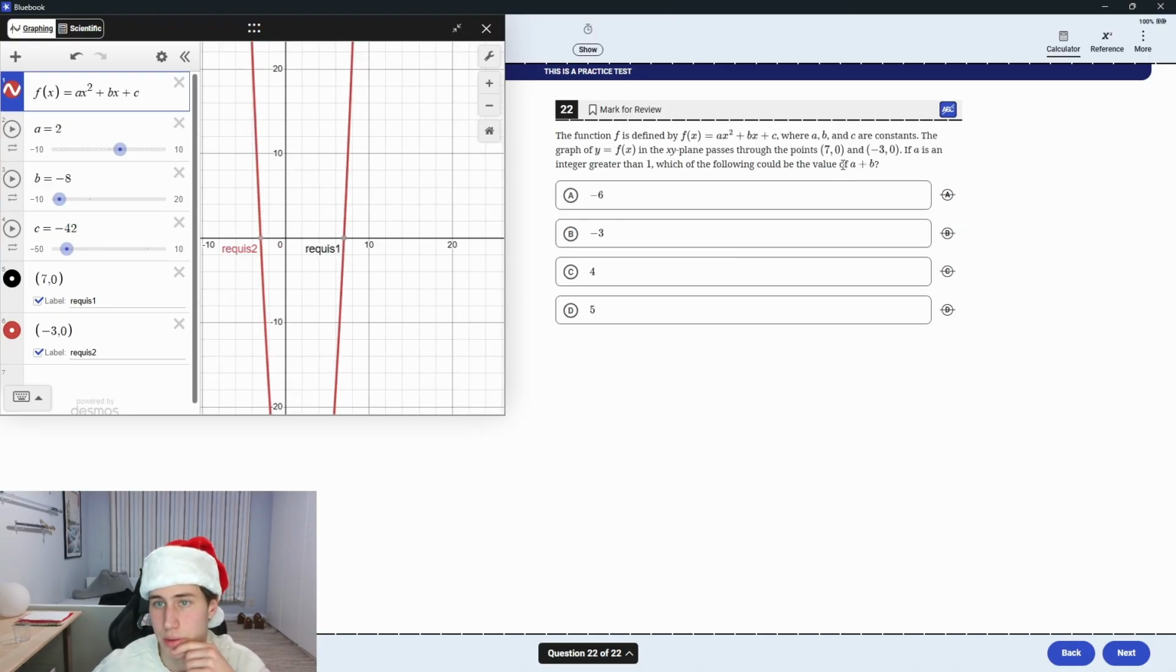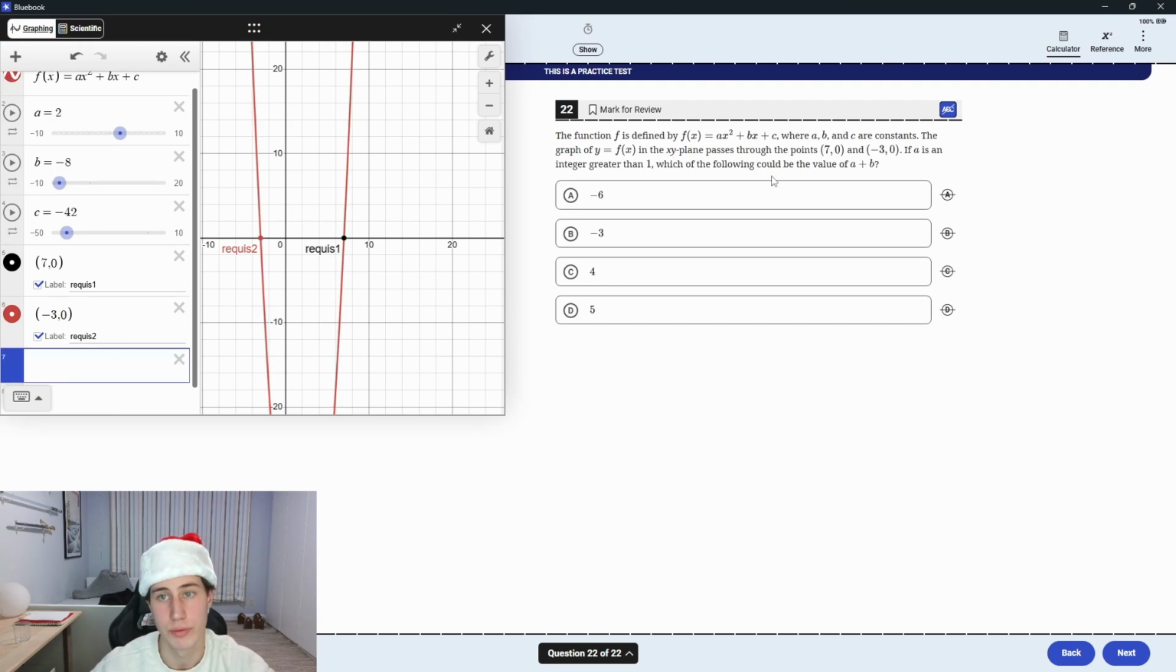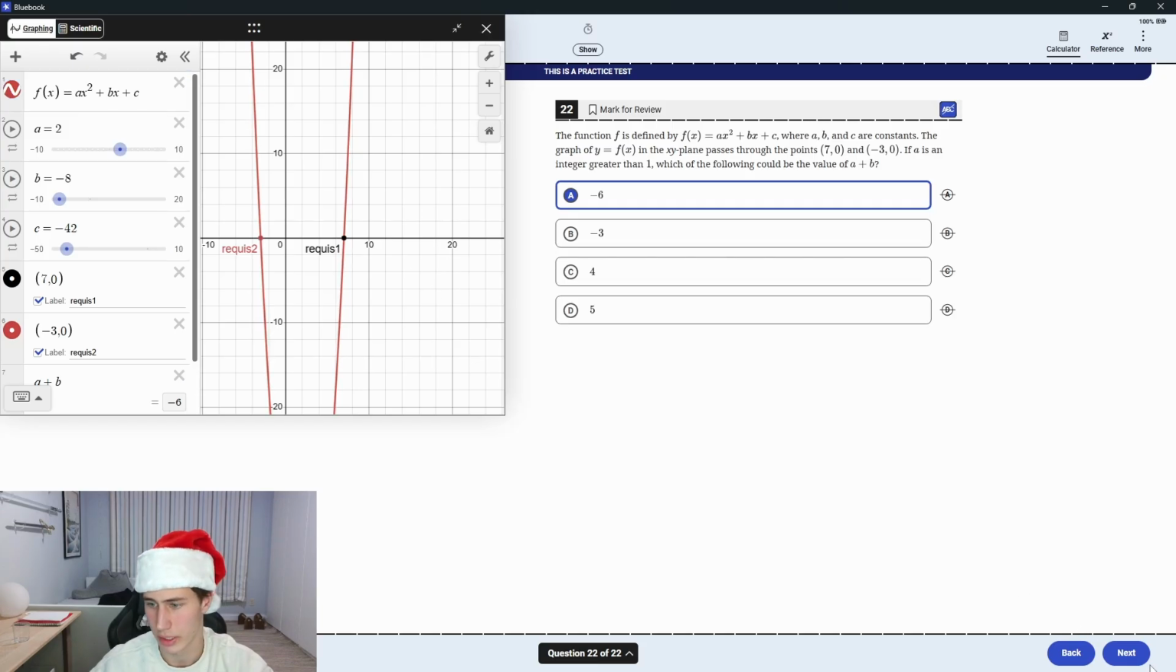And so now, which of the following could be the value of a plus b? There's multiple ways of doing this, obviously, and no matter which way you do it, you will still get the correct answer. But the way that we found it, if we get 2 plus -8, or I think we can just do a plus b, yeah, we can. A plus b equals -6. And that's our answer choice. So that's the correct answer for number 22.